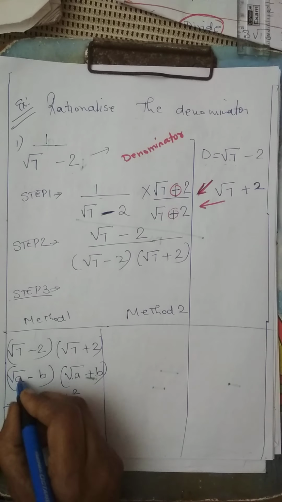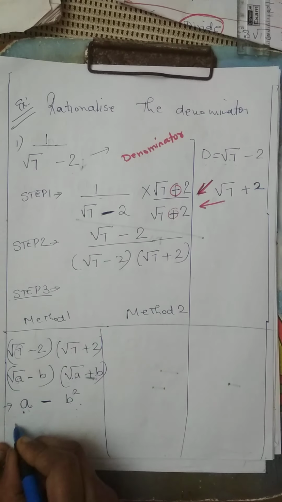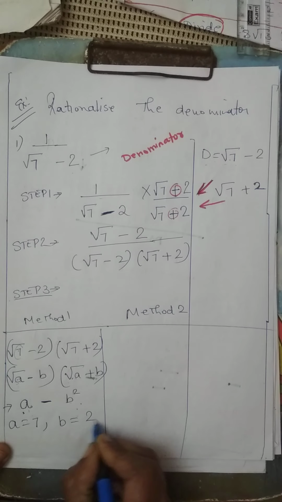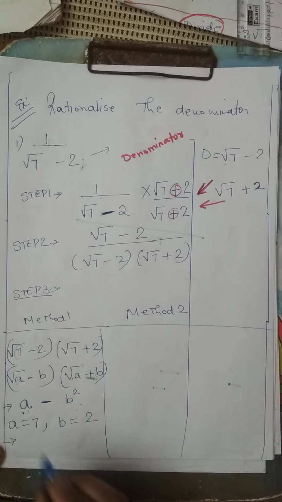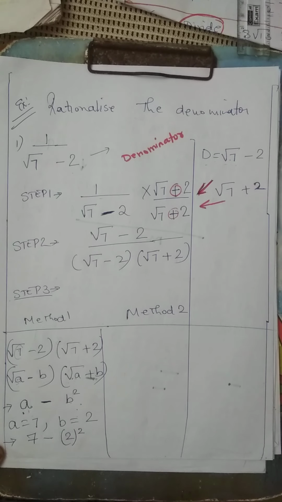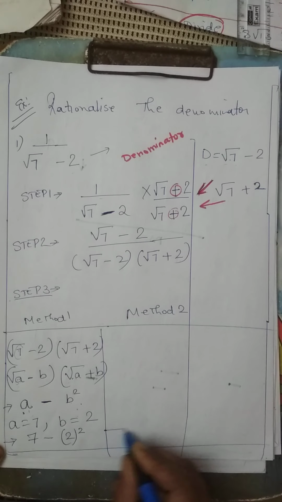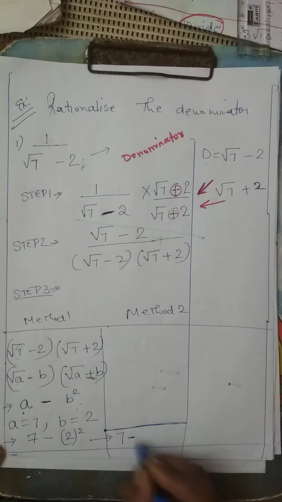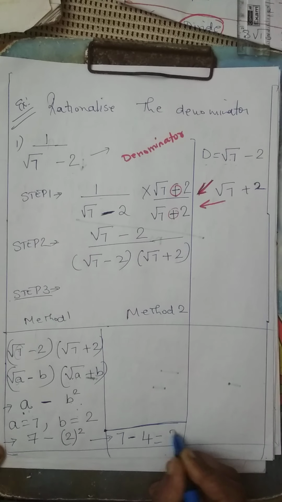Now, what is your A? A looking like 7. So A is 7. What is your B looking like? 2. Okay? Now, so wherever A is there, we put 7. Wherever B is there, we put 2. Okay? Yes or no? Now, I'll solve this step here. I'll solve this step here, okay? 7 minus 4 is equal to 3.